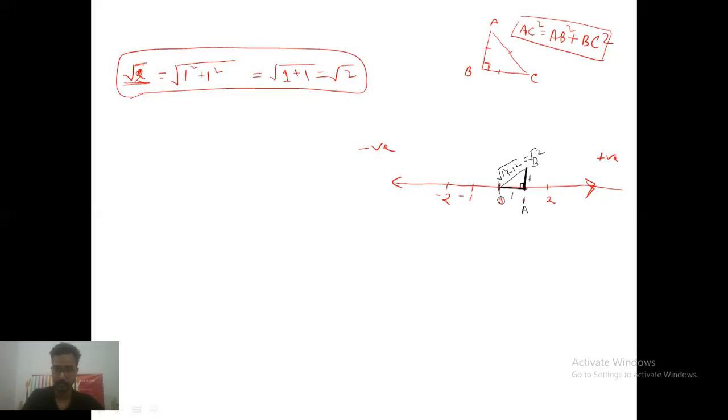Suppose this is your O. I am drawing here, okay? Suppose this is your B point. Now you have joined OB. Now when you are taking O as the center and OB as the radius, you have to draw an arc of radius OB. Suppose this is the arc. So this arc will cut here.